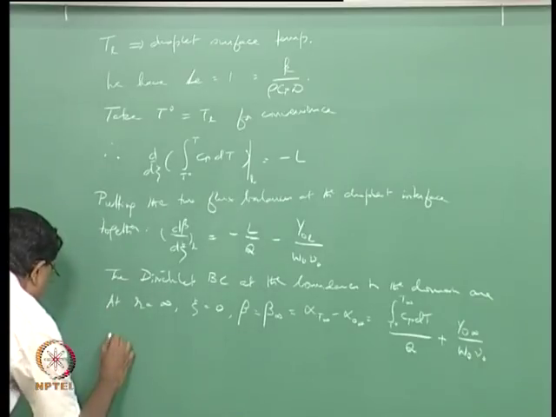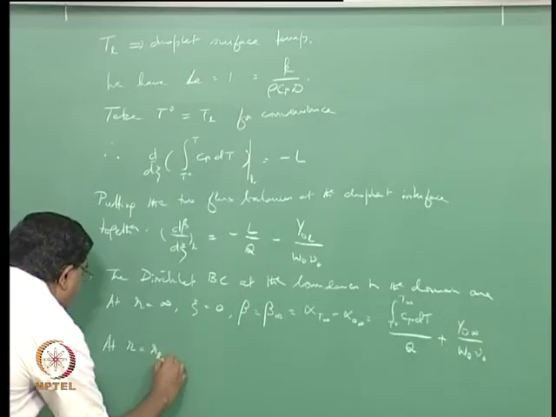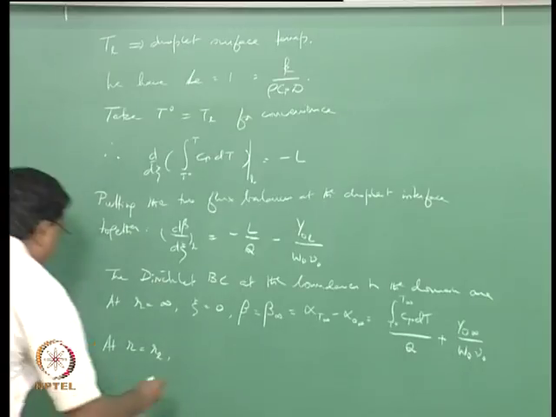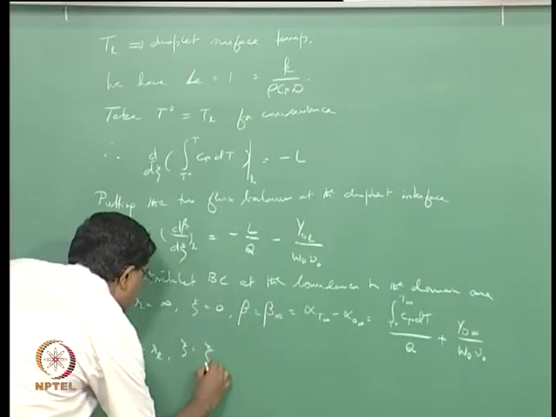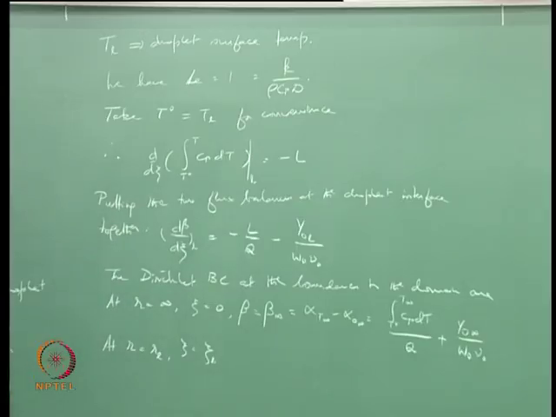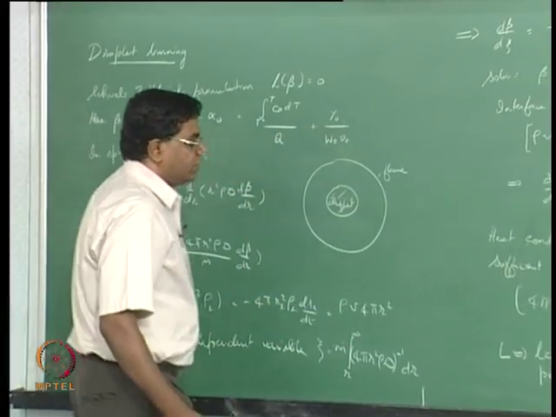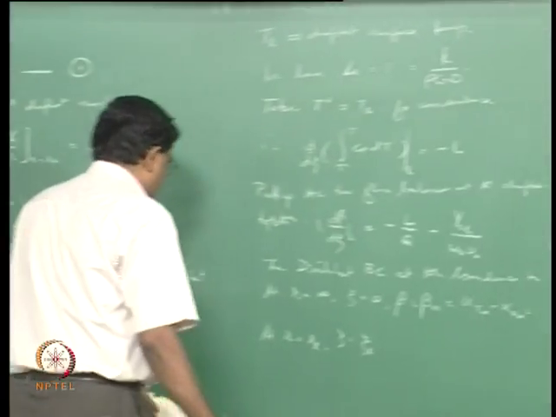At R equals R_L, we are kind of coming inwards because that's how psi increases from 0. So psi is now going to be equal to some psi_L, which is saying psi_L is equal to the integral from R_L to infinity, right? And so psi_L.